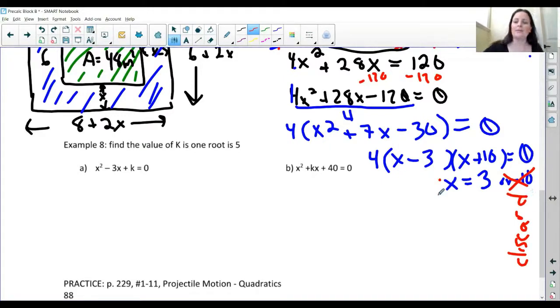All right. That means the width of the path is 3 meters. And ideally, you would write that out in a sentence. The width of the path is 3 meters.